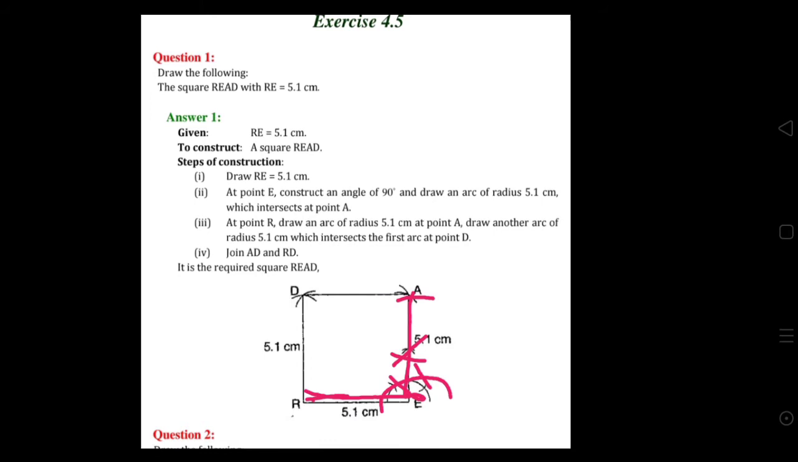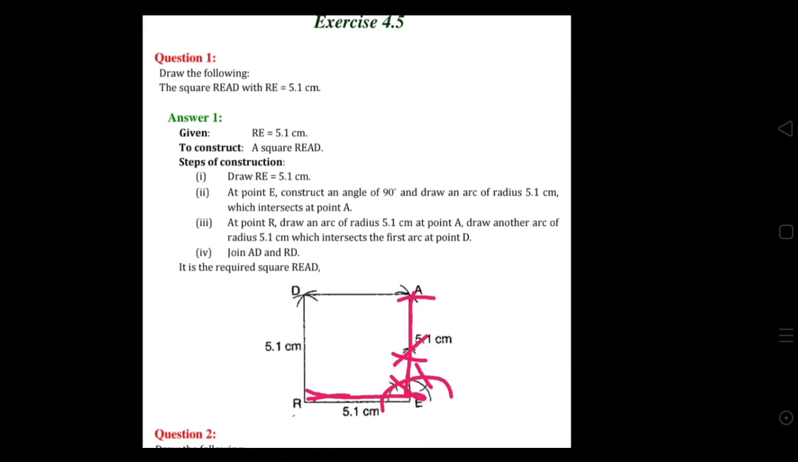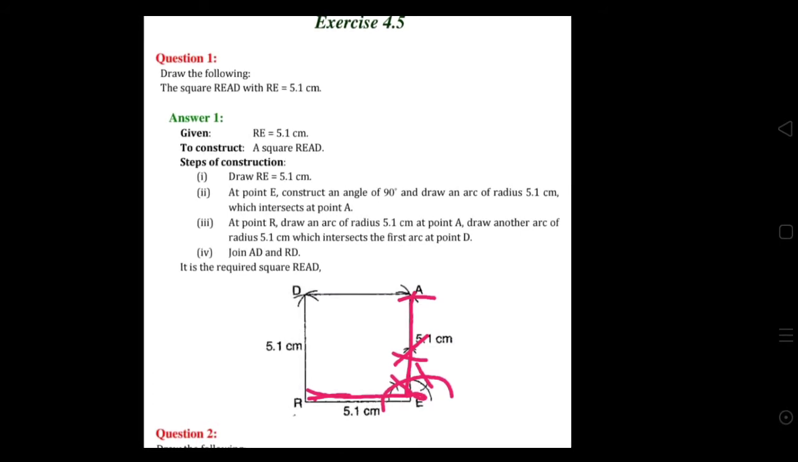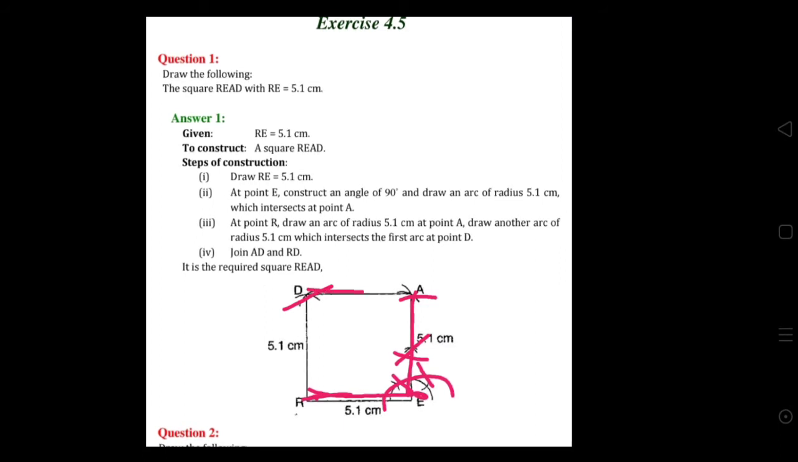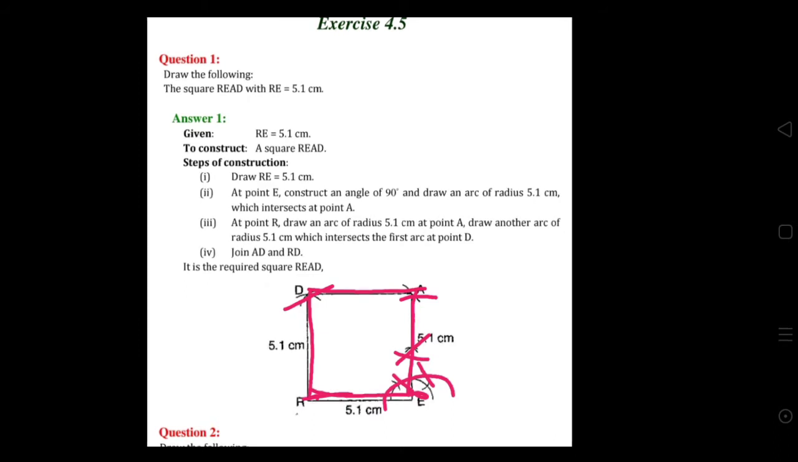It's 5.1 centimeter. Afterward, at point R also we draw a 90 degree angle and draw a 5.1 centimeter arc. Now afterward draw line segments AD and DR. So it's the required square RED.